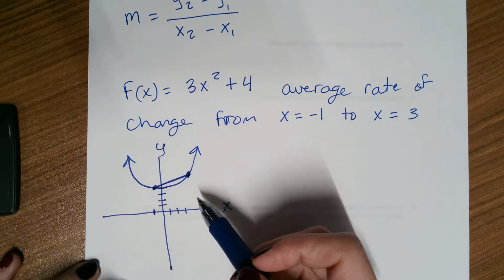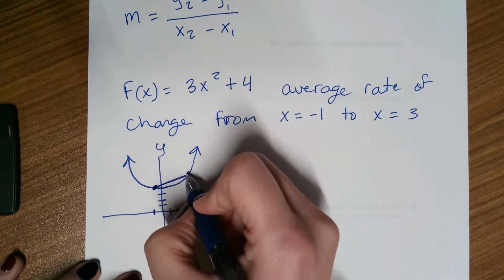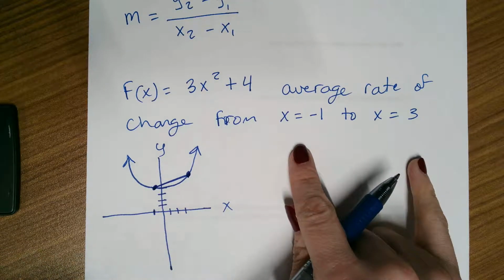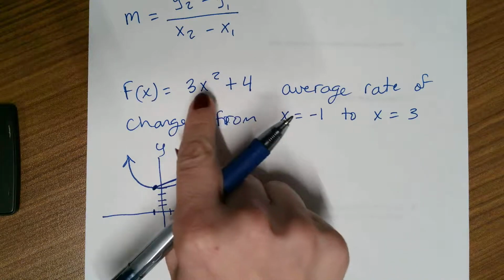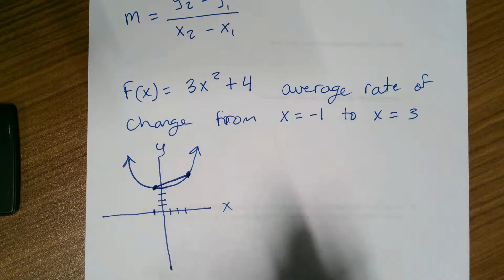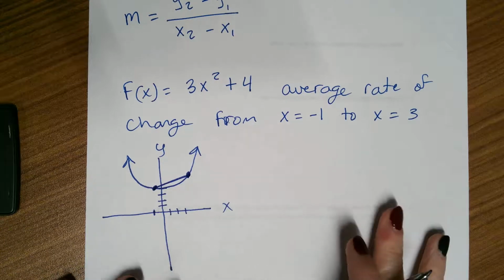So in order to find the average rate of change, I need to know what this point is and what this point is. I already have the x values, I need the y values. So we're going to plug in -1 for x, see what that y value is, and then we'll plug in 3 for x and see what that y value is. Then use those to find the slope, or the average rate of change.